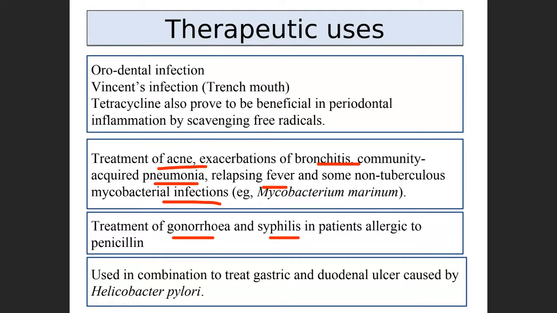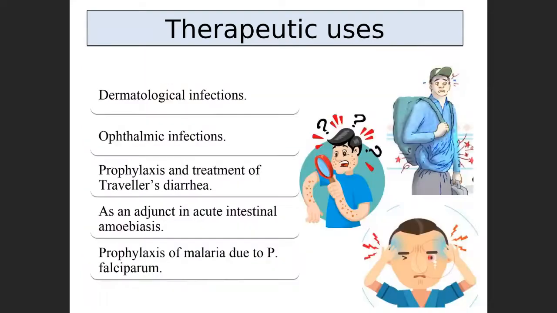Treatment of gonorrhea and syphilis can be done with tetracyclines if the patient is allergic to penicillin. Penicillins can otherwise be used for this treatment. Also, tetracyclines can be used if the patient is allergic or developing hypersensitivity to penicillin. It can be used in combination with other medication to treat gastric and duodenal ulcers.